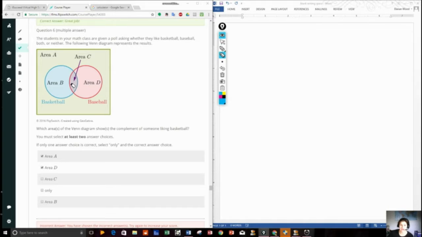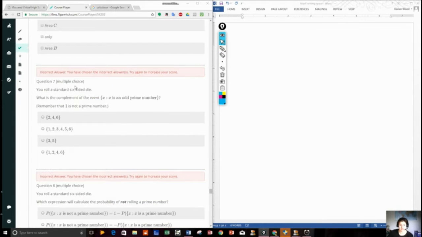If they hadn't identified area C right here, then I would not assume that you could count area D because some of area D lies in the basketball area of the Venn diagram. But since they did label it, then we could say area D was outside of that and it is the complement.